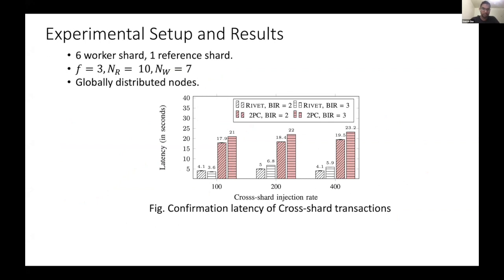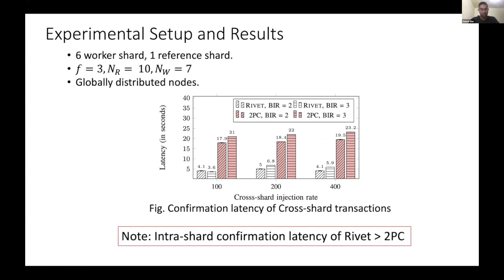As you can see, the confirmation latency in Rivet is much smaller than the confirmation latency in two-phase commit, which is the red bar here. In particular, the confirmation latency of a cross-shard transaction in Rivet is basically equivalent to the 1 block inter-arrival period of a worker shard, whereas in two-phase commit, it's at least 2 block inter-arrival times of the client shard. And that's why there is this difference.